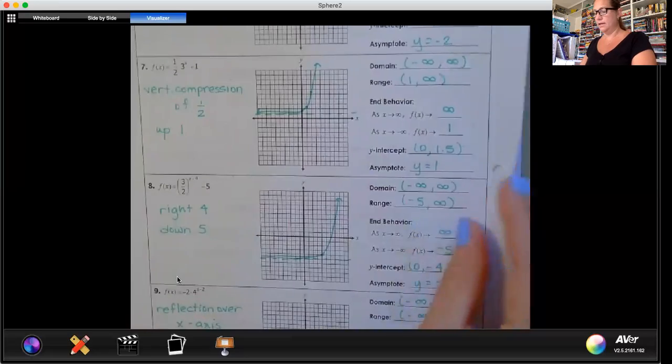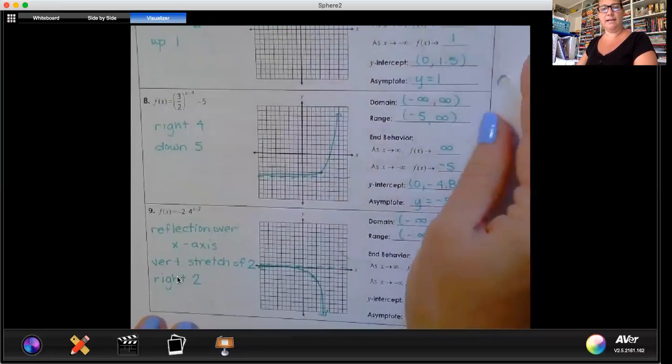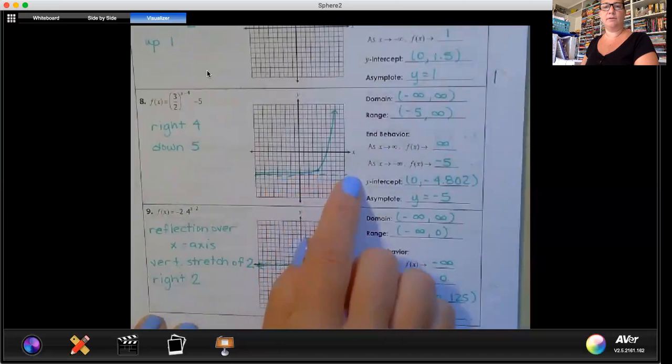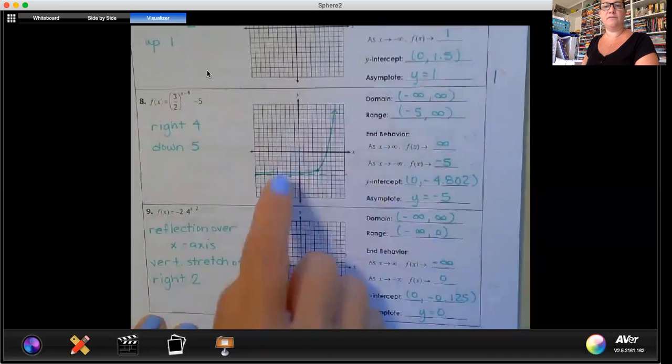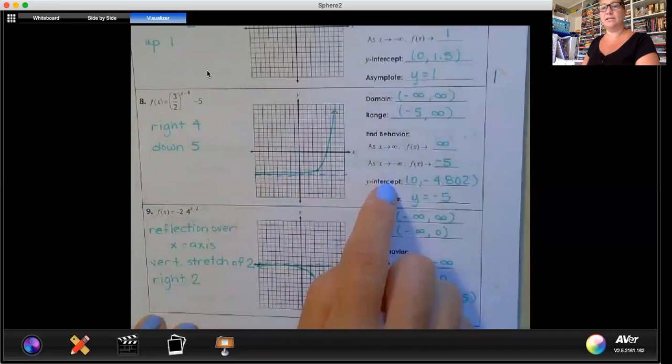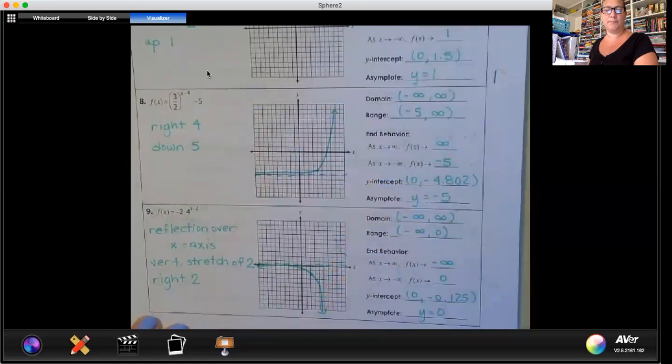For number 8, you are moving right 4 and down 5. Your domain is negative infinity to infinity. Your range is -5 to infinity. Your end behavior: as x approaches infinity, f of x approaches infinity, and as x approaches negative infinity, f of x approaches -5. The y-intercept you're going to need to get directly from the table is 0, -4.802. Asymptote is y equals -5.